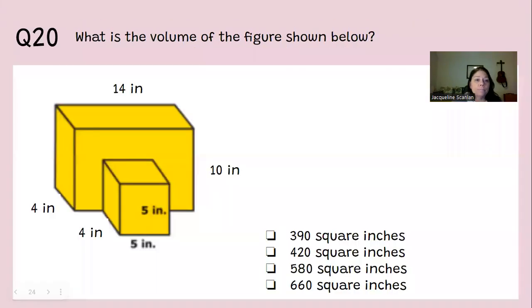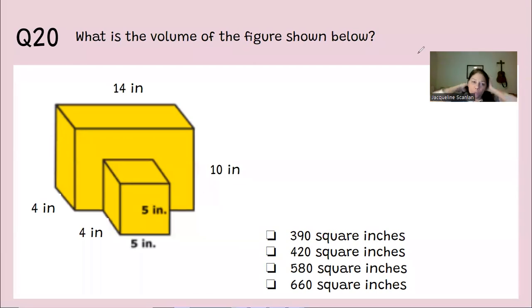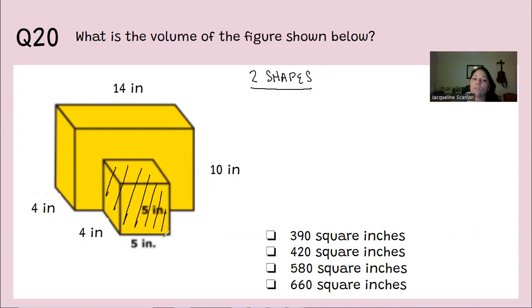All right, guys, last question. Last question says, what is the volume of the figure shown below? Volume, how much water could we fill it with? And what I see when I look at this picture, I see two shapes. I see two rectangular prisms, basically Kleenex boxes. Maybe I see a square Kleenex box here in the front. It's 5 by 5 by 4. It's not really a square. It's not a cube, or all three of these dimensions would have been the same. But I see that rectangular prism in the front, and then I see the big rectangular prism in the back.